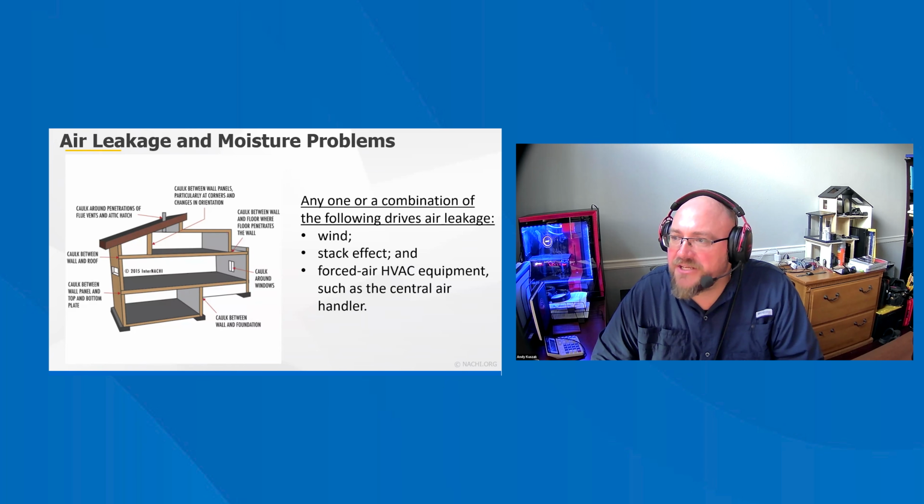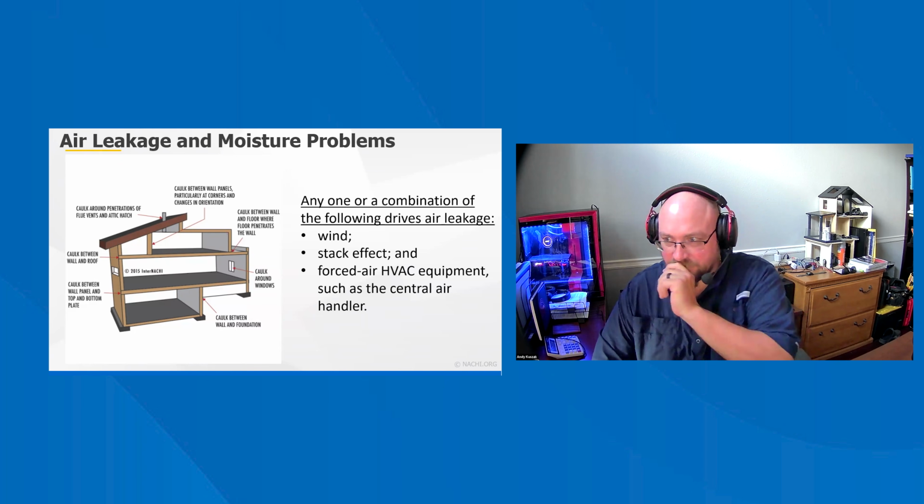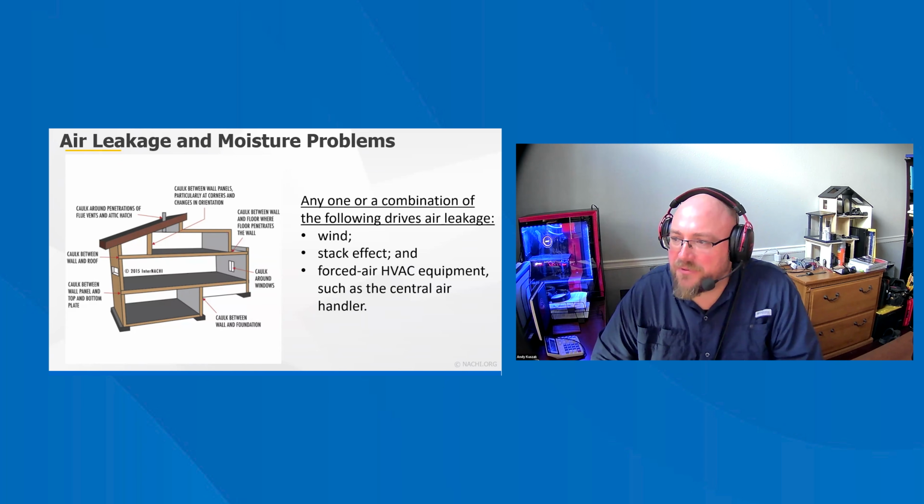Any one or a combination of the following drives air leakage: wind, stack effect, and forced air HVAC systems such as a central air handler. Wind and stack effect driven air leakage is best handled by the use of air barriers. HVAC equipment should be properly installed, and seams and connections in the distribution piping should be sealed tight.